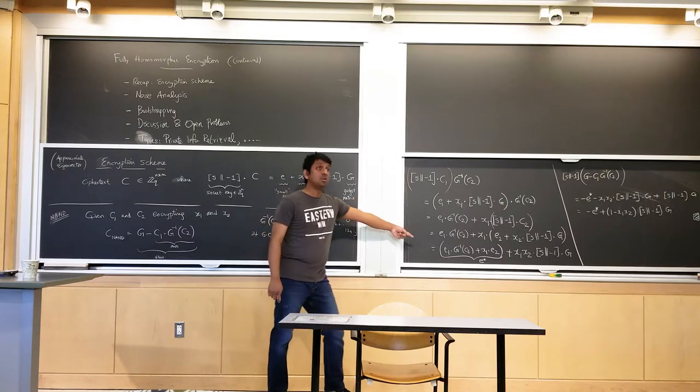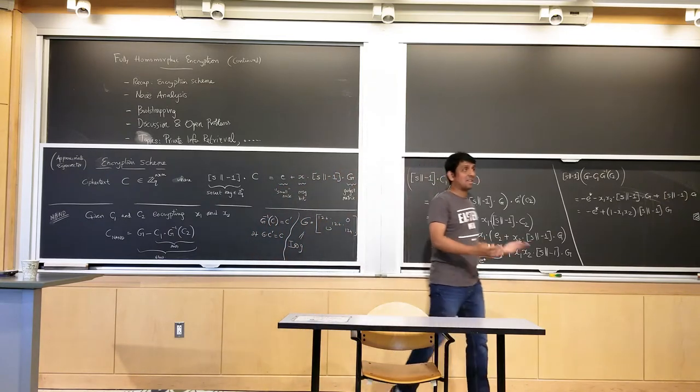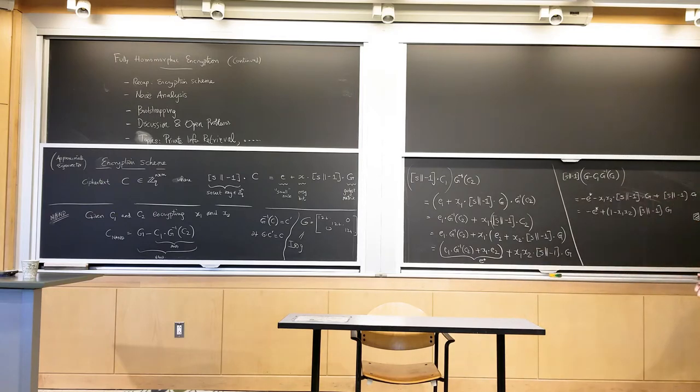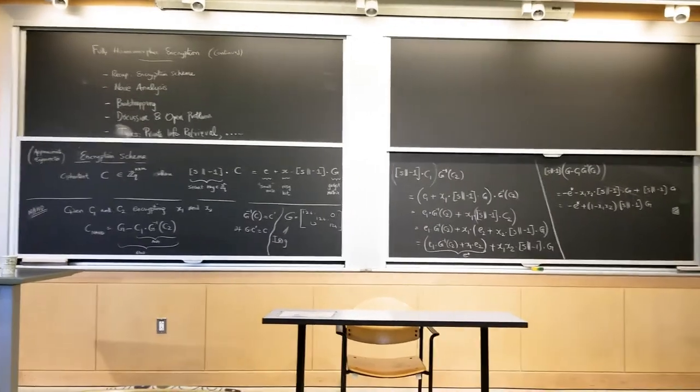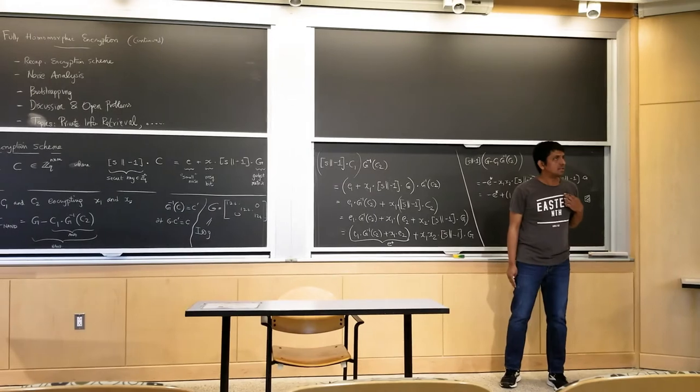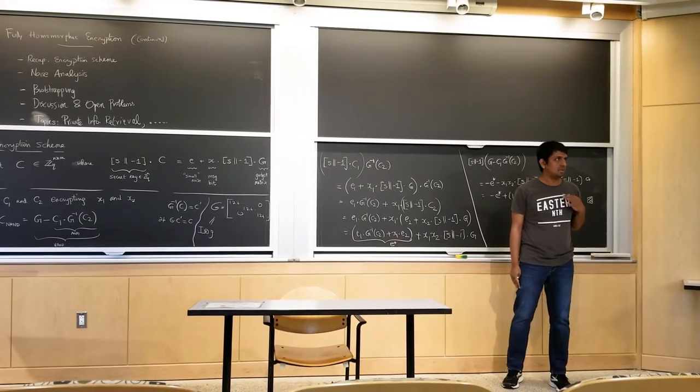One, we ignored this error. We said, okay, small times small is small, but if we indefinitely keep doing this kind of thing, we really need to analyze how much the error grows and when the decryption stops working, which will happen at some point, when the error grows too much. So let's do that. That's the first order of business.